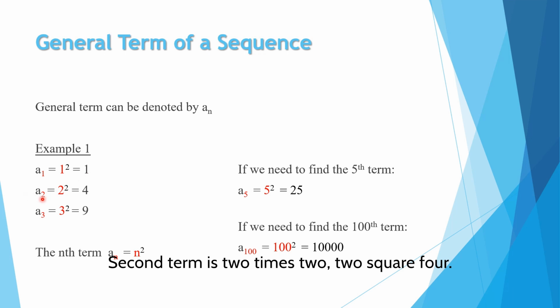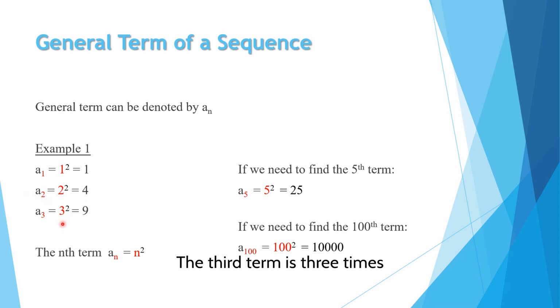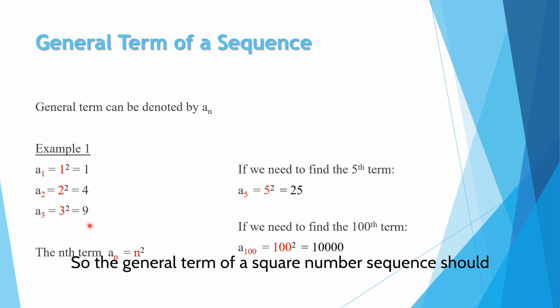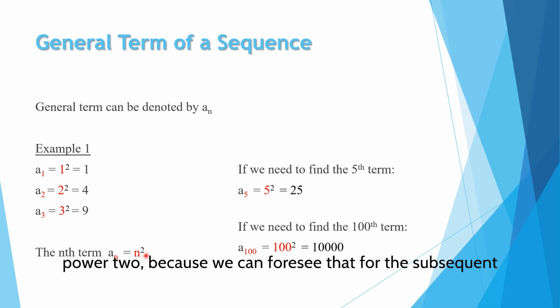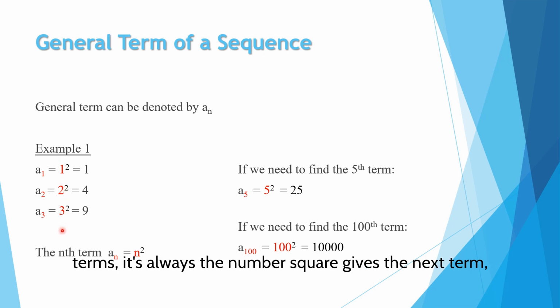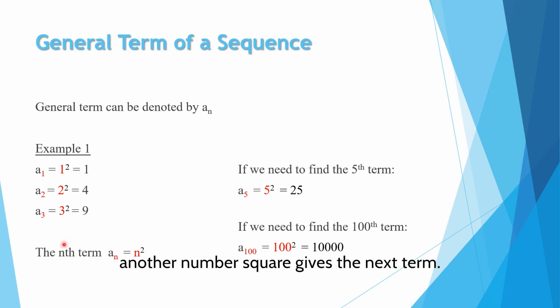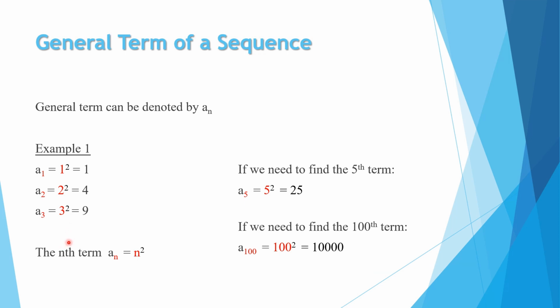Second term is 2 times 2, 2 square, 4. The third term is 3 times 3, which is 3 square, 9. So the general term of the square number sequence should be a subscript n equals n to the power of 2. Because we can foresee that for the subsequent terms, it's always the number squared that gives the next term.